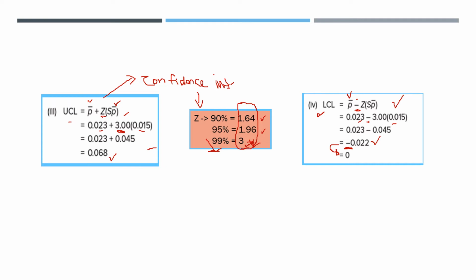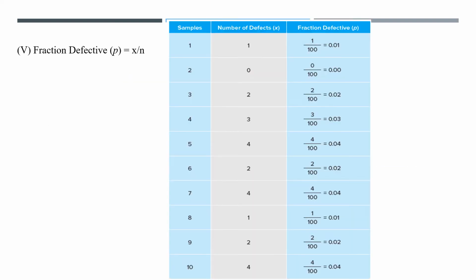So now we are done with UCL and LCL. LCL will be the lowest line on the graph. Okay, the last thing that we must calculate before we go and construct the P chart or the control chart is fraction defective, or the symbol is P. So it is not P bar. P bar is the average fraction defective. This is not the average. Okay, so it is only P.